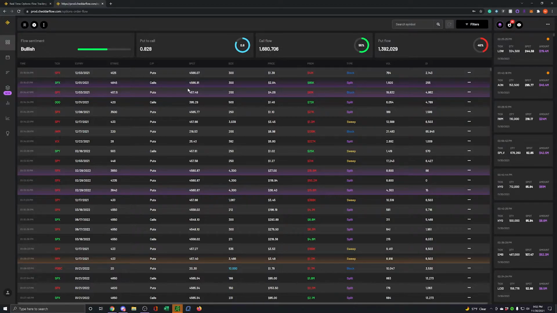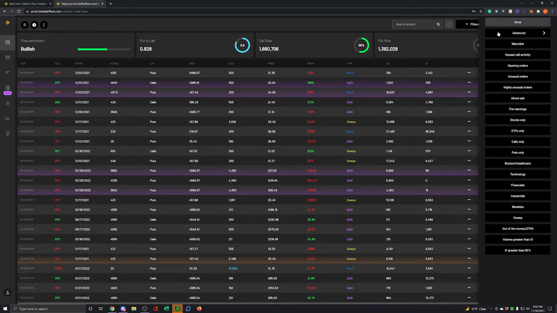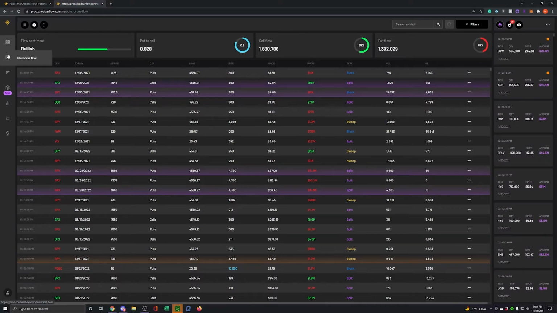And as you can see, it's a really nice user interface. It gives you the overall flow sentiment, put to call ratio, call flow, put flow, different types of split orders, block orders, sweep orders, dark pool on the right, hour alerts. You can even customize it to your own watch list. You can pretty much export this data onto an Excel sheet. You can put alert sounds, and you can filter the flow specifically to your needs.